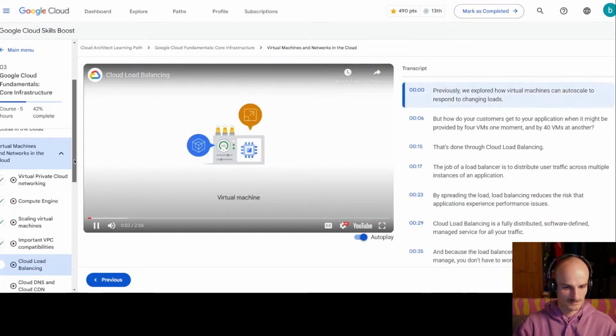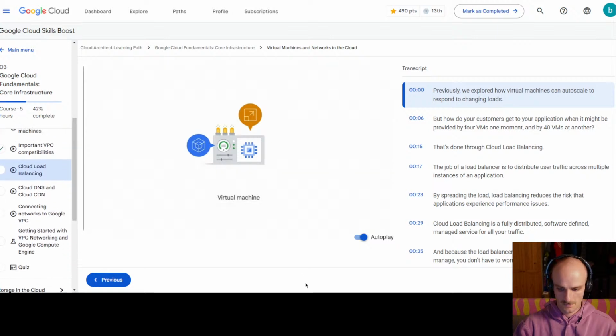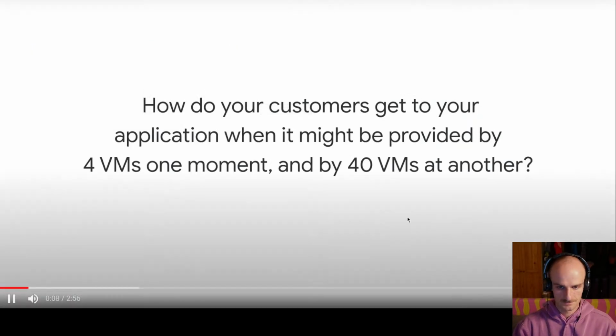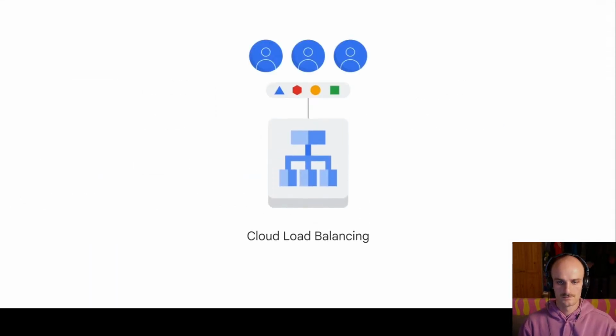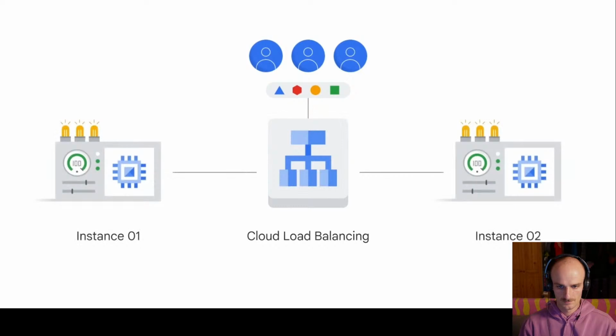Previously, we explored how virtual machines can autoscale to respond to changing loads. But how do your customers get your application when it might be provided by 4 VMs one moment and by 40 VMs at another? That's done through cloud load balancing. The job of a load balancer is to distribute user traffic across multiple instances of an application. By spreading the load, load balancing reduces the risk that applications experience performance issues.